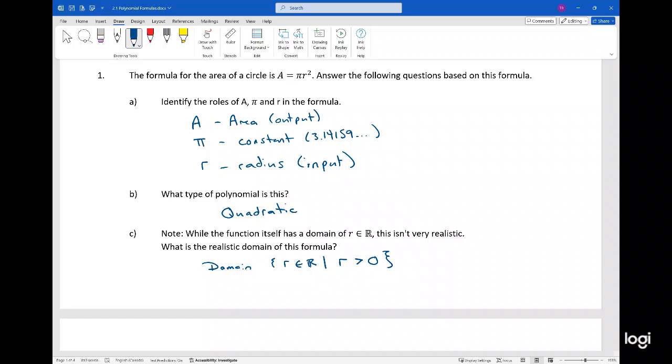If I say that on this piece of paper I have a circle with a radius of 0, then all pieces of paper have circles of radius 0 on them. There's just nothing. So I'm going to argue that it should be greater than 0. You could argue it be greater than or equal to. Either way, none of them will break the equation, but just to be realistic, that's what I'll put in.